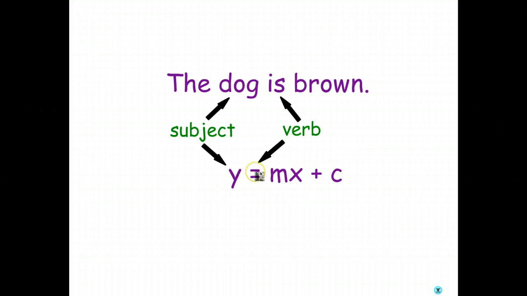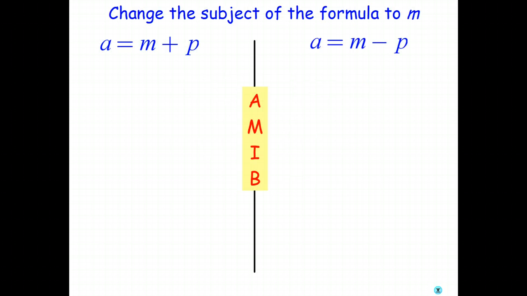I like to think of the equal sign as being the verb. And then you've got the predicate on the right hand side, and think of that expression as being the predicate. So for this equation here, y is the subject, and what we're going to learn to do is to change the equation to make one of the other variables the subject. So we can make m the subject, or x, or c. Now it's very similar to solving equations.